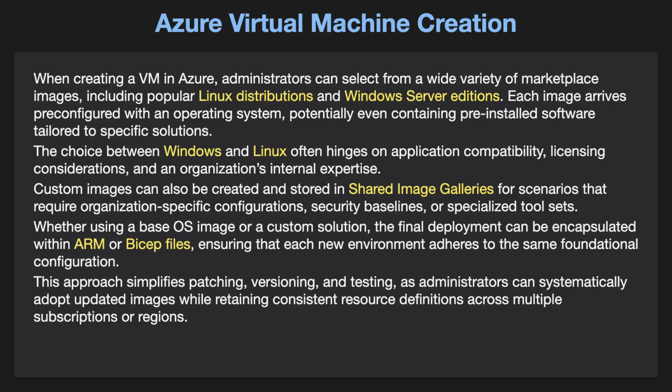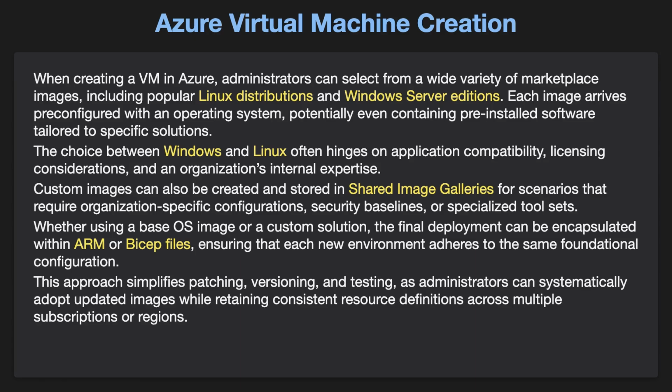When creating a VM in Azure, administrators can select from a wide variety of marketplace images, including popular Linux distributions and Windows Server editions. Each image arrives pre-configured with an operating system, potentially even containing pre-installed software tailored to specific solutions. The choice between Windows and Linux often hinges on application compatibility, licensing considerations, and an organization's internal expertise.